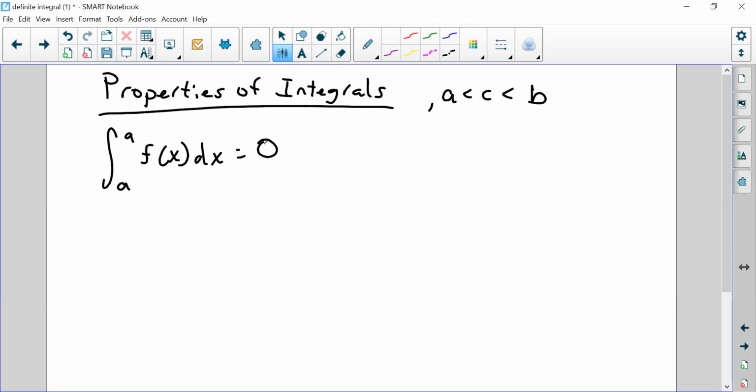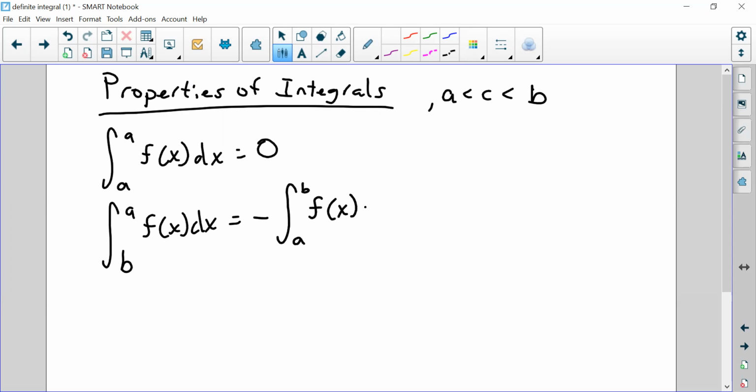Now, if I went from b to a of f of x dx, b is actually greater than a, and we can't do that. The lower bound always has to be the smallest number, so we can't evaluate it as it's written. How did she talk about fixing that? Negate it. We set this up as negative the integral from a to b. The lower bound should always be the smaller number, so we have to fix it if it's not. That's how you fix it. So that was our next property.